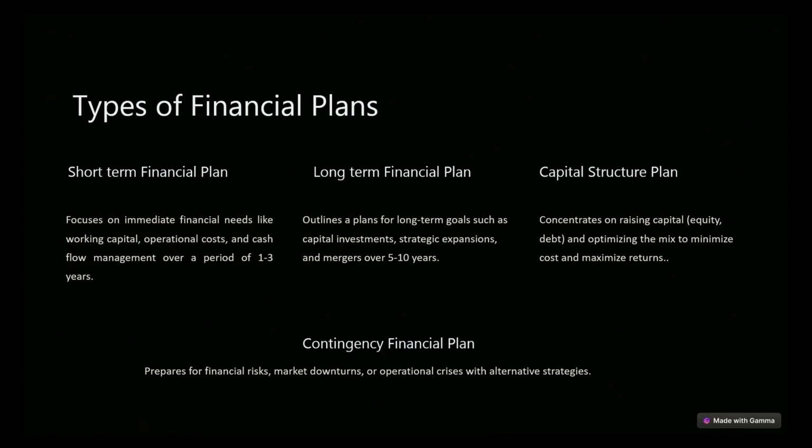The third type is the corporate capital structure plan, which deals with how the business raises money. It is important for businesses to find the right mix of debt and equity, that is borrowing money and selling shares, to finance their operations while minimizing the cost. A contingency financial plan prepares the business for unexpected events such as an economic downturn or a sudden loss of revenue. By having alternative strategies in place, businesses can quickly respond to crises and minimize the impact on their operations.